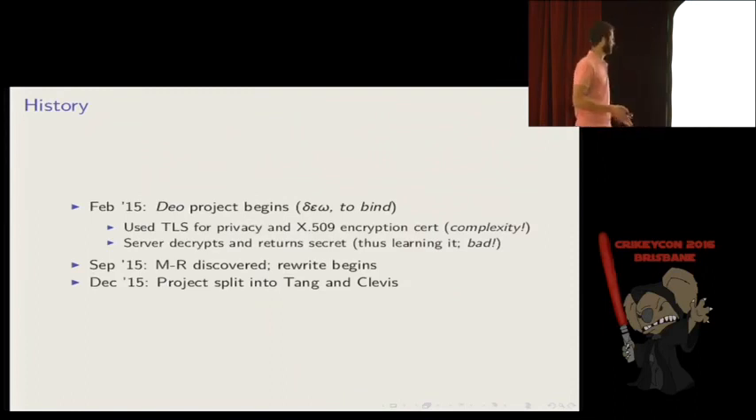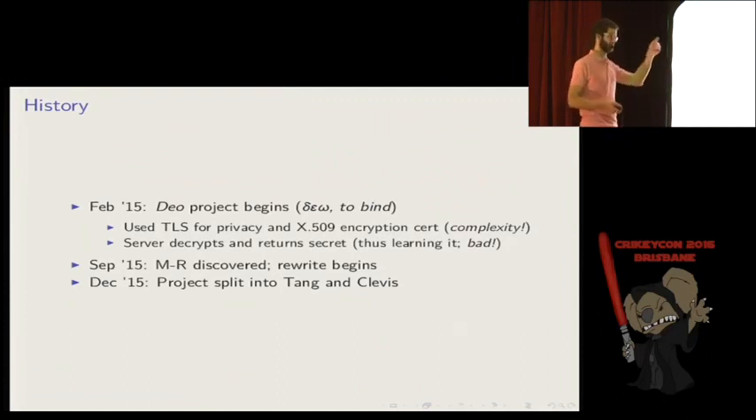So the history of this project: the Deo project began about a year ago. It comes from the Greek deo, to bind, and it used TLS for securing the key in the tunnel and X509 encryption certs as well for encrypting the secrets, which resulted in a lot of deployment complexity. I don't mind X509, I'm kind of a PKI guy, but the new protocol is definitely much easier to deploy and much simpler.